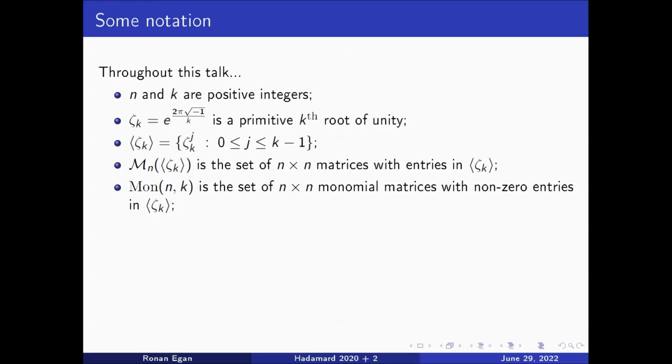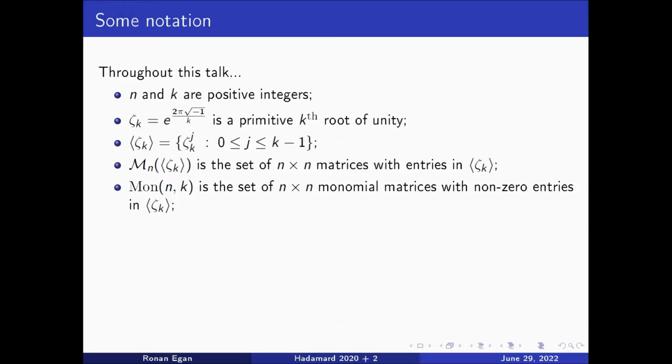Mn will tell me it's the set of n by n matrices with entries in whatever the set is, usually the set of kth roots. And mon nk is just a set of n by n monomial matrices, meaning exactly one non-zero entry in each row and column, and that non-zero entry will come from the set of kth roots. So this is all fairly standard.